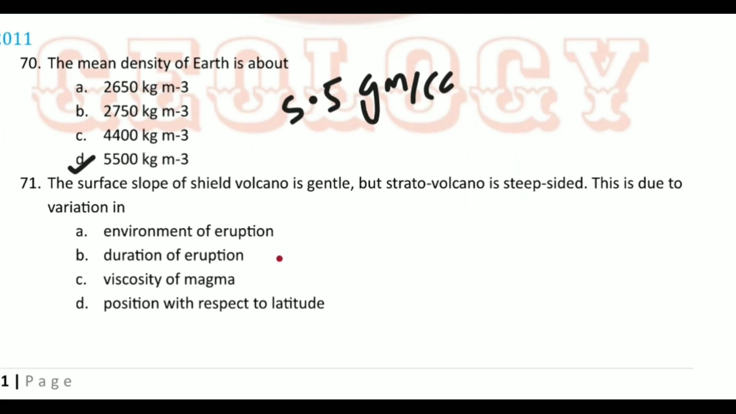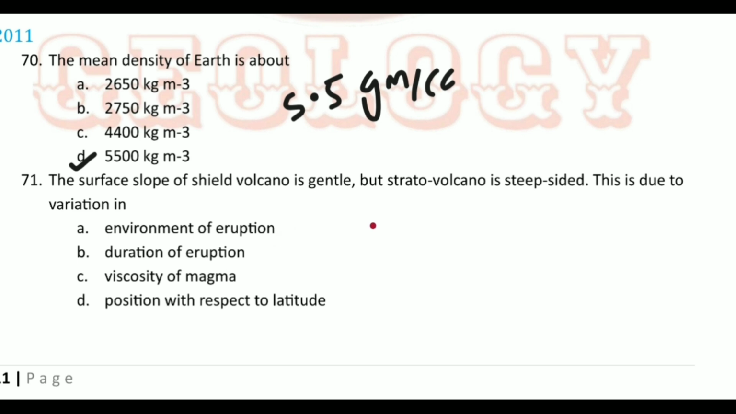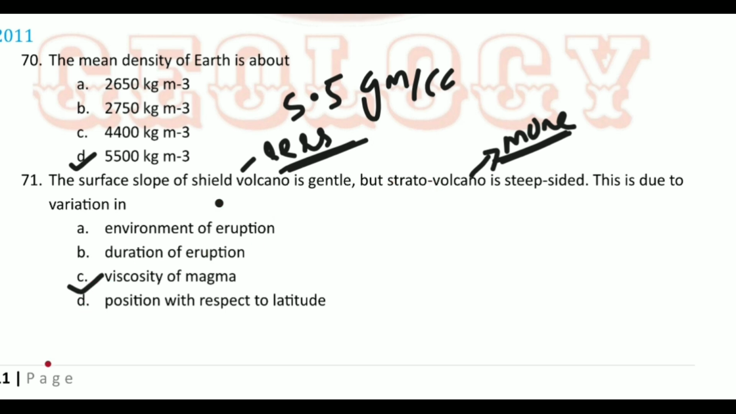The surface slope of a shield volcano is gentle, but a stratovolcano is steep-sided because of a viscosity difference. A shield volcano produces less viscous magma, while a stratovolcano produces more viscous, more siliceous magma. That's why the shield volcano has a gentle slope and the stratovolcano has a steeper slope. So it is because of the variation of viscosity. This will be C.